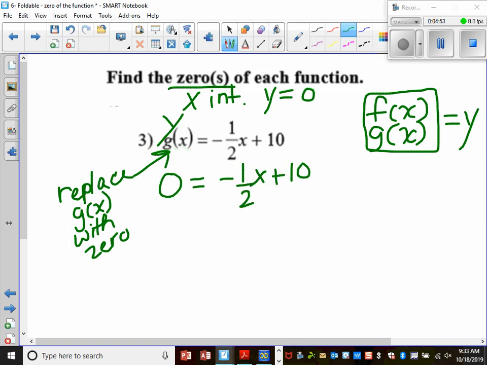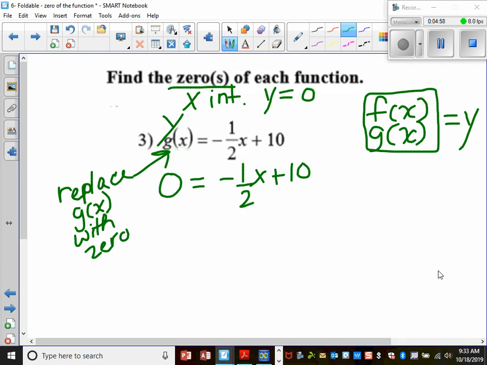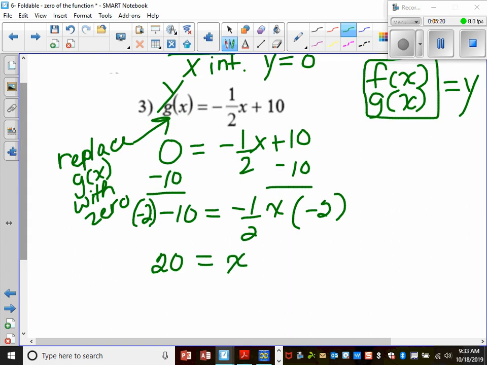Once I replace it with 0, then I'm going to solve it for x. So subtract 10. And then multiply by the reciprocal of -1/2, which is -2. So that'll give me 20 for my x-intercept. So my answer is 20. And I'm going to put up here: solve for x.